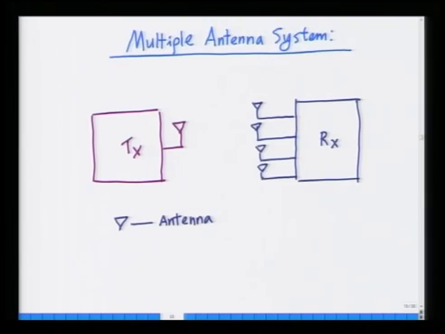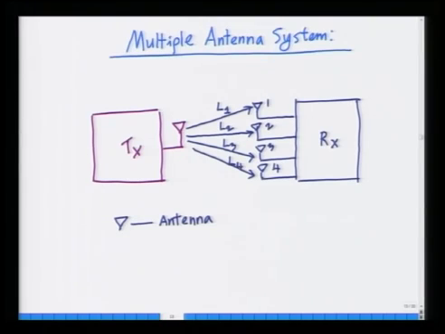So, now I will label these receive antennas as 1, 2, 3, 4. Now, between the transmit antenna and receive antenna 1, there is a link. Between transmit antenna and receive antenna 2, there is a link. Between transmit antenna and receive antenna 3 and between transmit antenna and receive antenna 4, there are also links. So, now I have L1, L2, L3, L4.